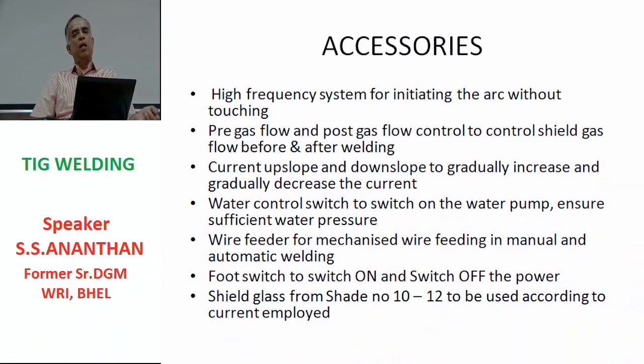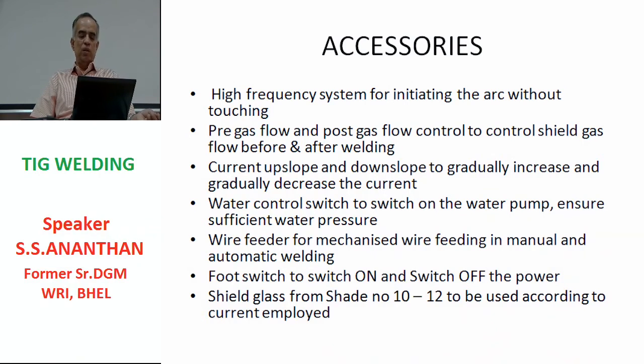And third one is the current upslope control and current downslope control to control the amount of heat input which goes into the metal. And then water control switch for controlling the water supply to the torch in the water cool system. And then wire feeder, which is used for feeding the wire in the automatic welding or in the manual welding. In addition, standard, you have the foot switch for switching on and switching off, because the operator is actually having a filler wire in one hand and the torch in the other.